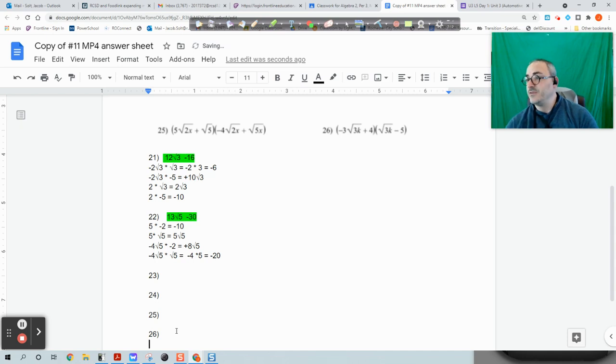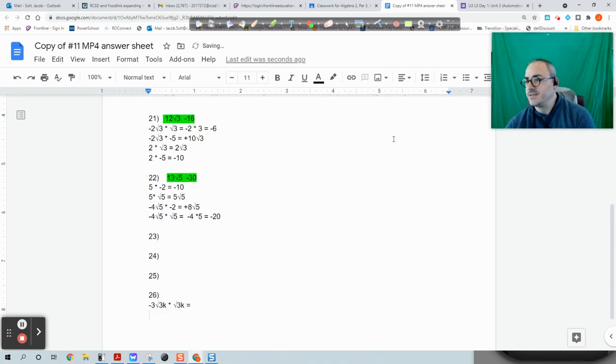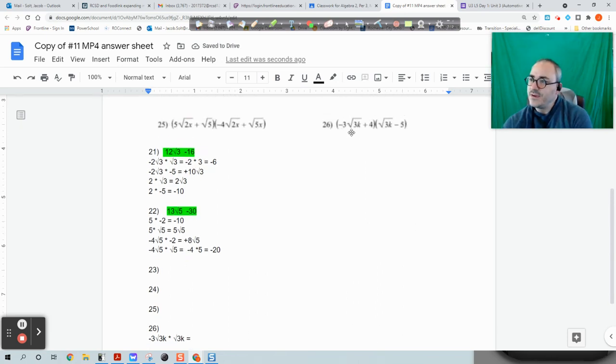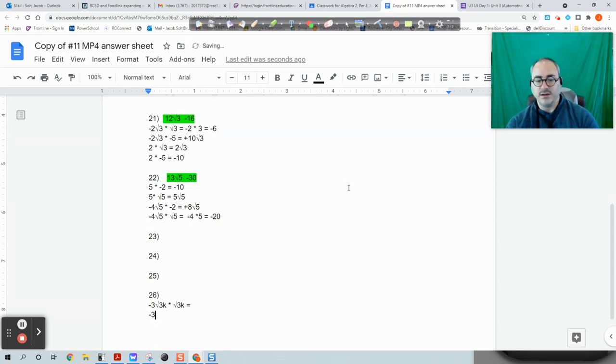Let me start. I'm going to do -3 times radical 3k times radical 3k. Technically, I probably should use parentheses, but I'm not going to bother. I'm just going to remember that 3k is underneath the radical. Find out what that equals. Then I'm going to find out what -3 times radical 3k times -5 equals.